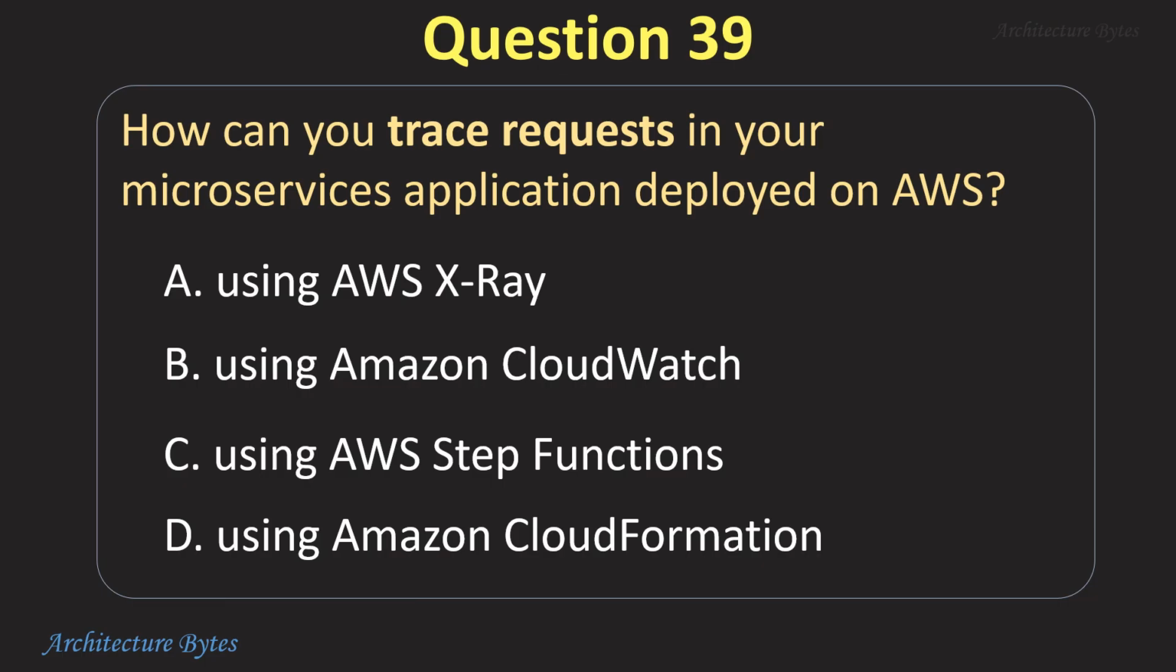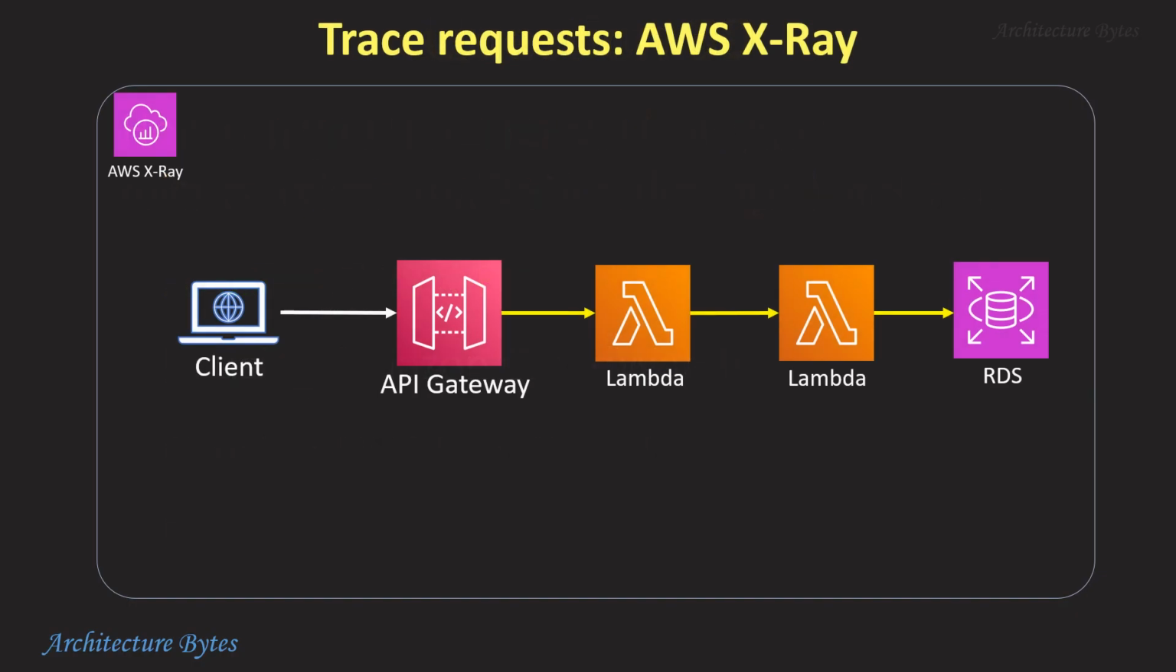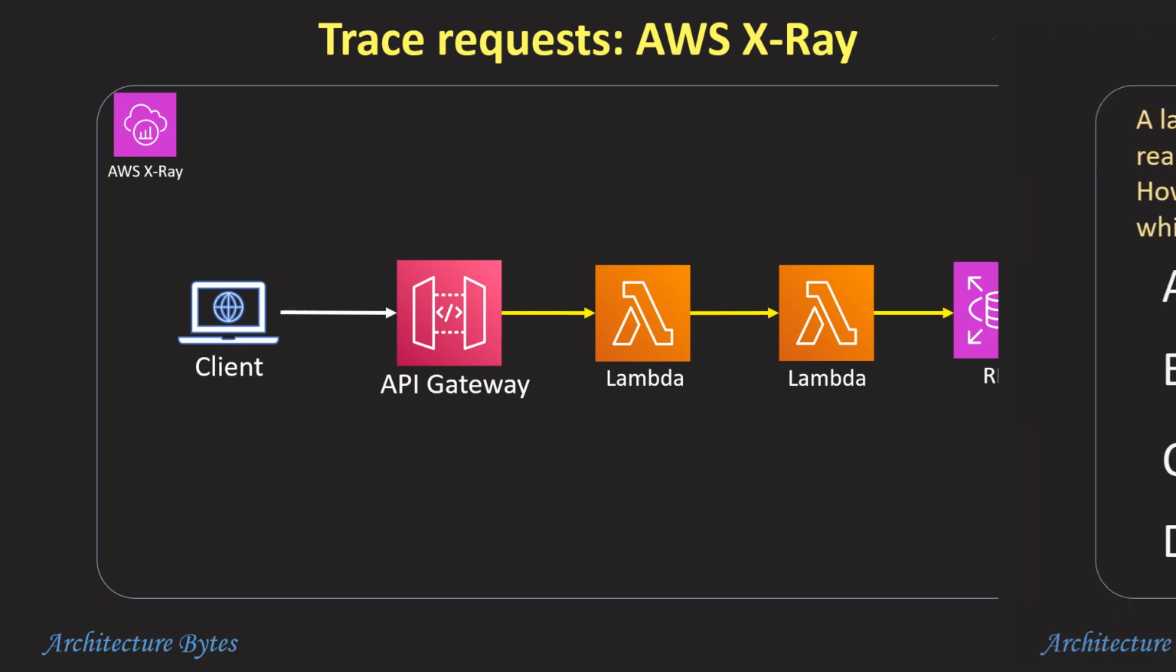How can you trace requests in your microservices application deployed on AWS? Using AWS X-Ray, we can track requests as they flow through the application across Lambda functions and other microservices. This helps identify bottlenecks, visualize request flow, and debug issues.